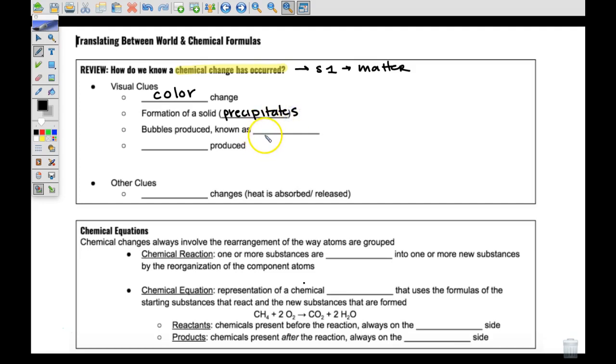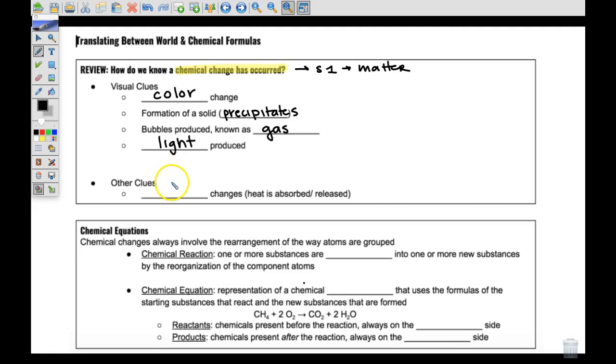Another visual clue that occurs when there's a chemical change is that bubbles produce, so gas is formed. And one of the more exciting visual clues is that light is produced. Like when we react magnesium with oxygen, a bright white light is produced.